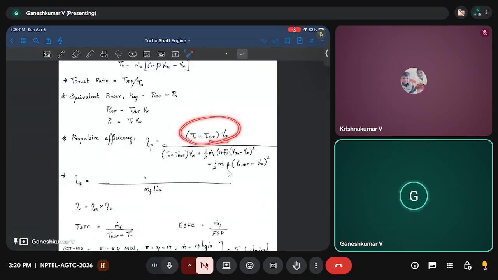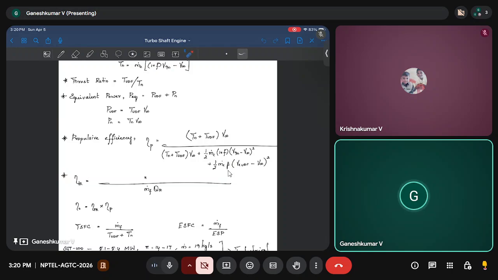This is nothing but the equivalent power, or you can also write it in terms of total thrust times V infinity. As usual, we write it for any turbojet or turbofan engine, divided by the total power plus the amount of kinetic energy wasted in the core stream and also in the unducted fan stream. Okay, so this is your propulsive efficiency. Similarly, you have thermal efficiency and also overall efficiency.